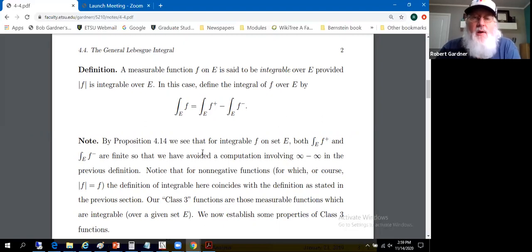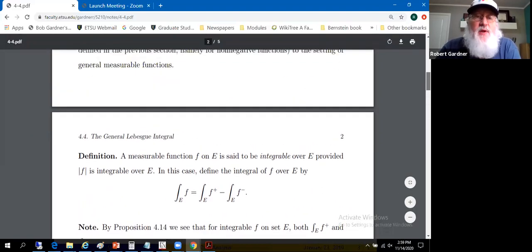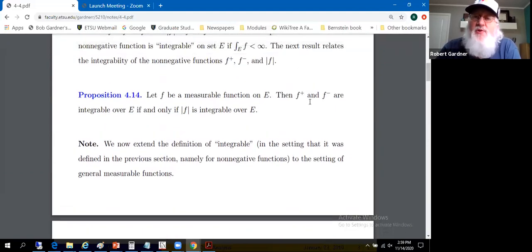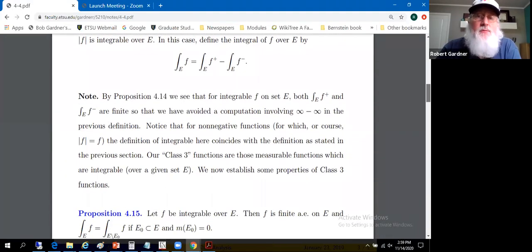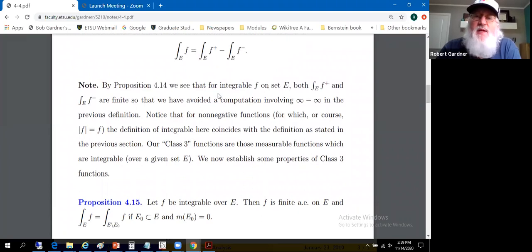The previous results, this proposition 414, say the absolute value of f is integrable if and only if the positive and negative parts are integrable. Then we see that integrable f implies that both the integral of the positive and negative parts are finite. So as I stated, we've avoided the infinity minus infinity stuff. That's what's totally driven our very definition of integrable. And our class 3 of functions are these measurable functions which are integrable over a given set.